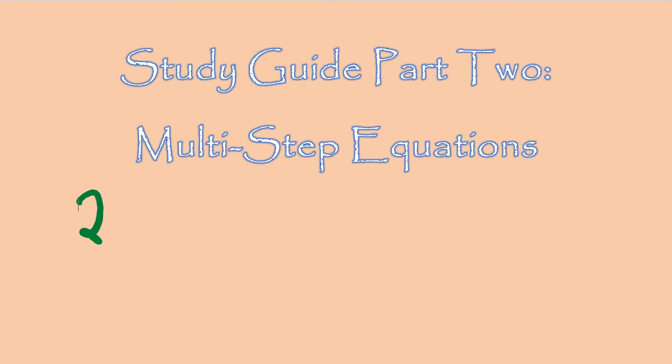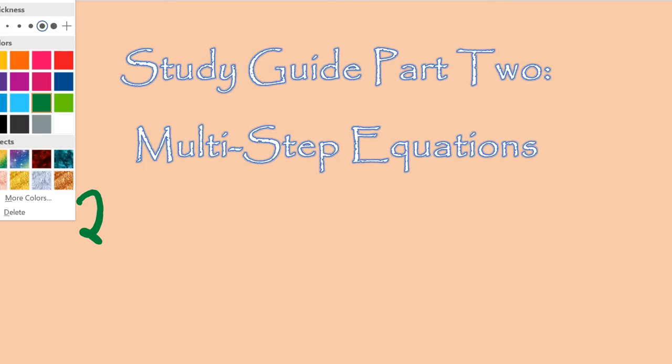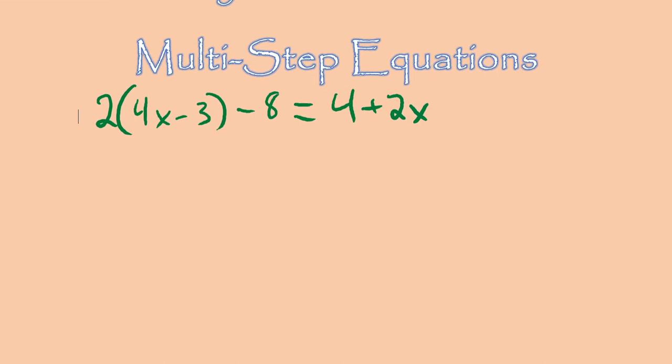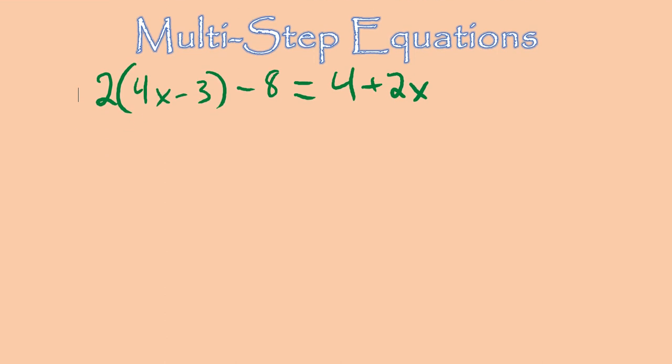We're going to say 2 times 4x minus 3, minus 8 is equal to 4 plus 2x. This equal sign in the middle between those two expressions means that those are equal. We're trying to figure out what is the number that you would put in for that variable to make those equal. And we do that by getting the variable all by itself.